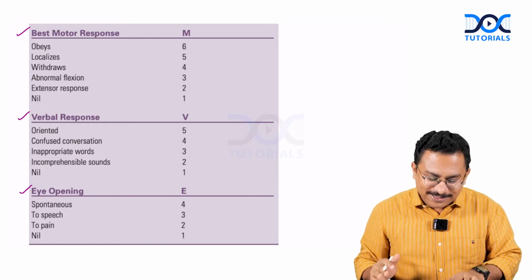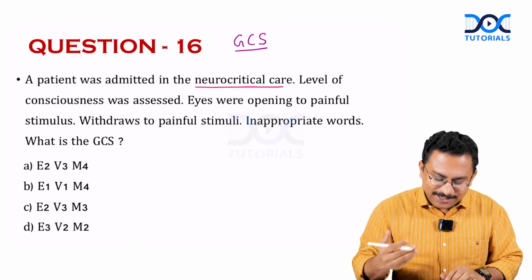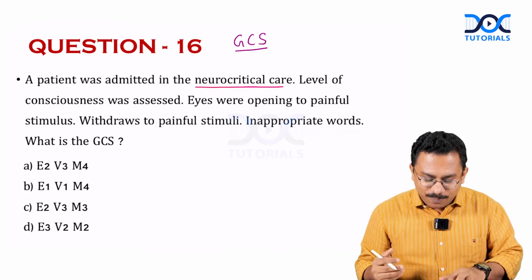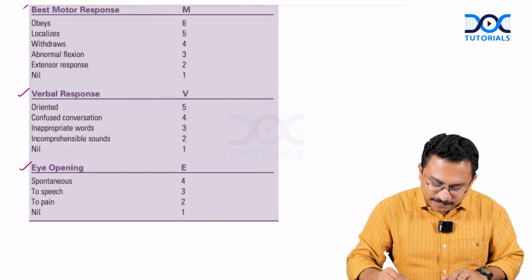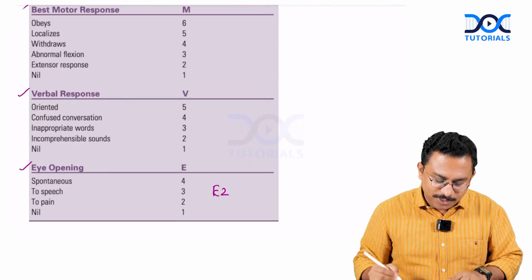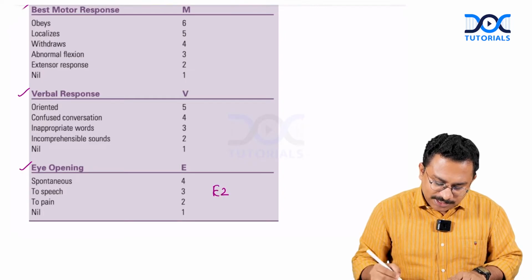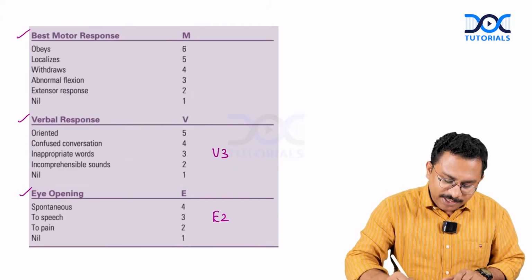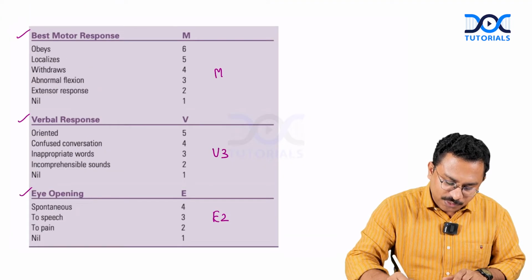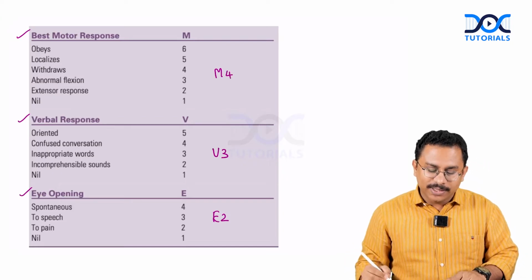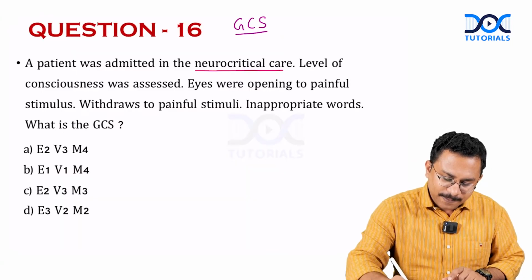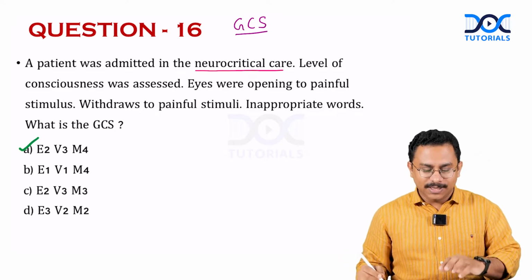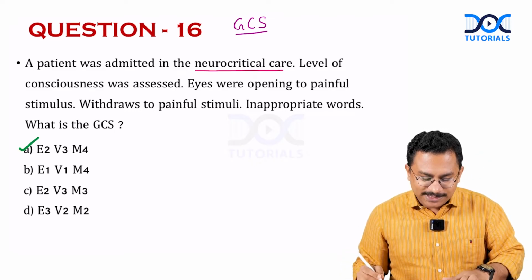See, when you look at this question, the patient, let's have a look at the eye response. Eyes were opening only to painful stimulus, so you will have to give it E2. Okay, and the verbal response, they said inappropriate words, so V3, and he was withdrawing limbs to painful stimulus, so M4. So E2, V3, M4 will be the answer. Option A, right? E2, V3, M4. Done? Okay. So that's it about question 16.